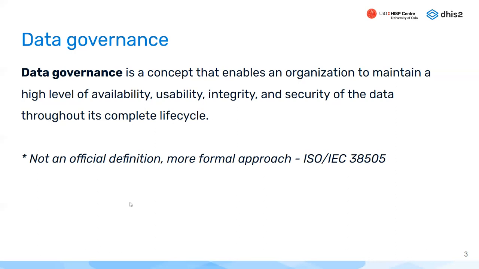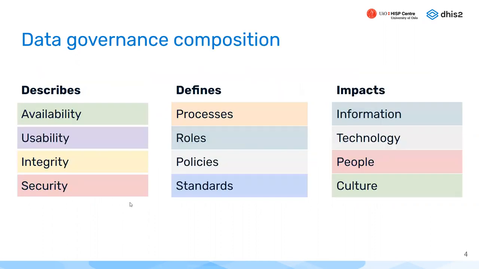And once you start thinking about how data governance applies to your systems, to your scope of responsibility, looking into the ISO standard is generally a good start. If you look at the definition, it talks about availability, usability, integrity, and security of the data. If we look into the essence of data governance, we will talk about three things: what it describes, what it defines, and what it impacts. You see that there are the usual suspects: availability, usability, integrity, and security of data, something that relates to the business or practical qualities of the information that we process.